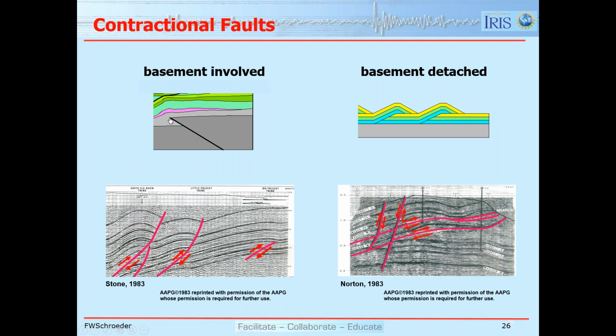Taken out of one of AAPG's publications, this is an example published by Stone of contractional faults that are basement involved. Norton has published this one where they are basement detached compressional faults. We tend to call these reverse faults if they're high angle. We tend to call them thrust faults if they're relatively low angle.